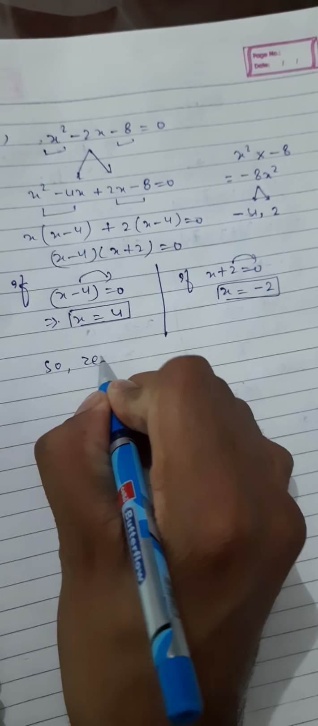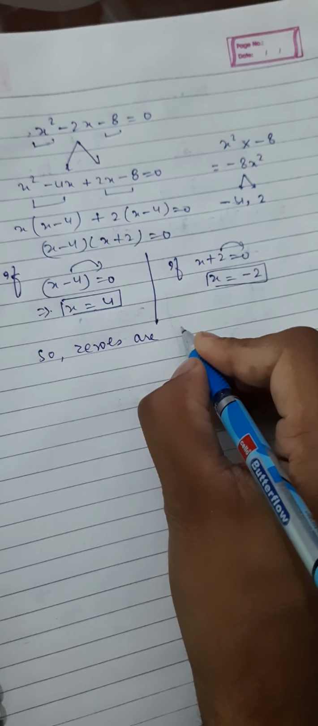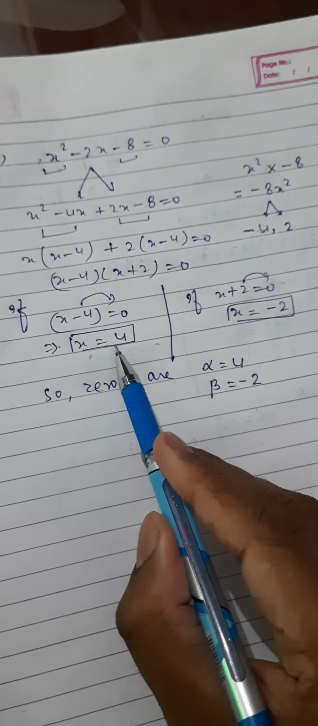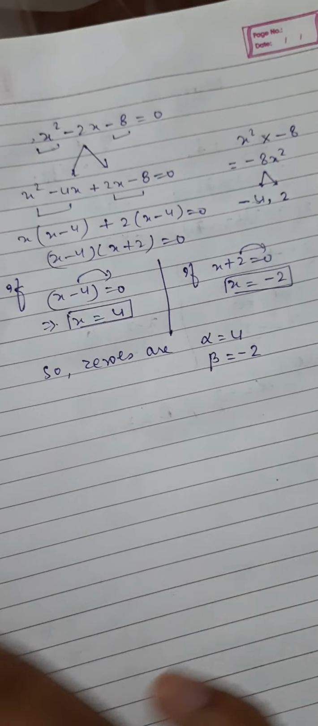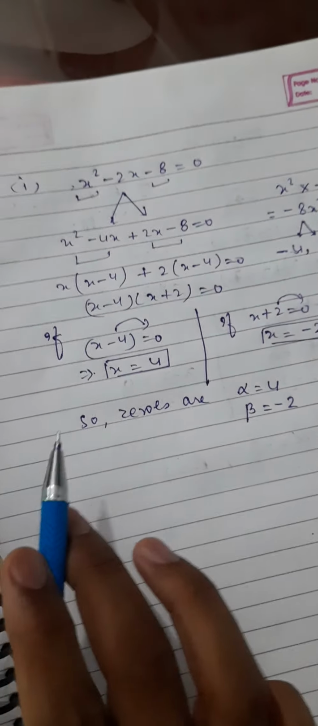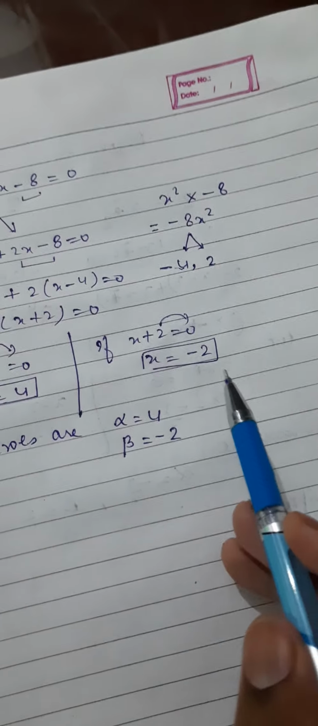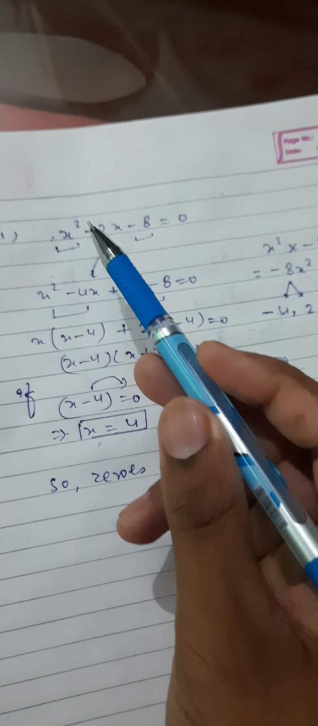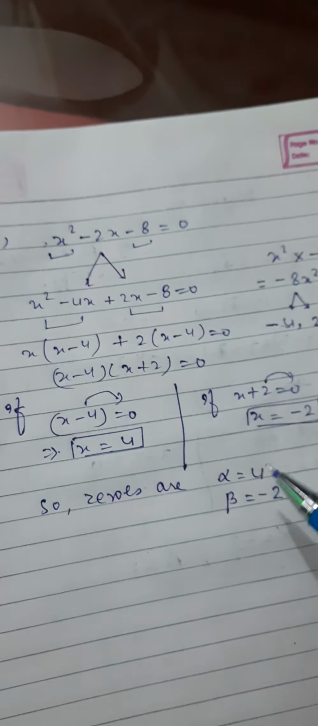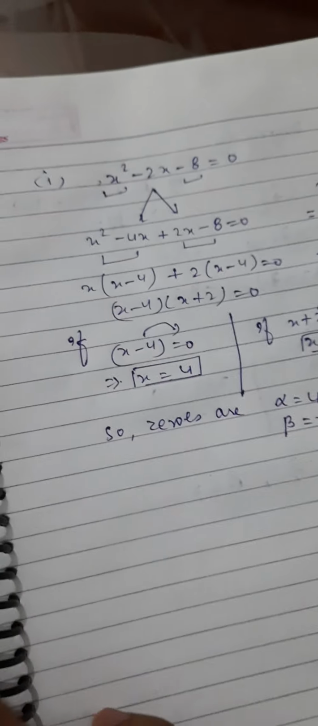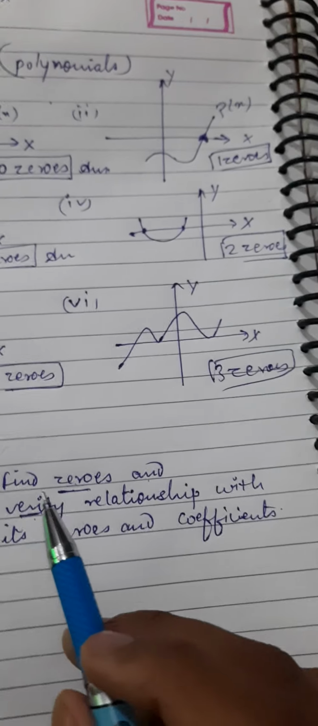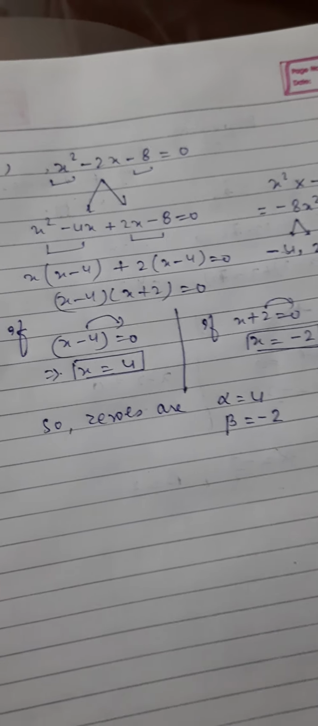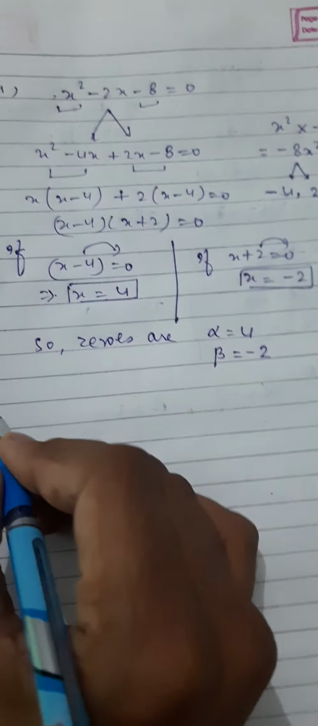So zeros are alpha equals to 4 and beta equals to minus 2. Means whatever will come the values of x, these are alpha beta, these are the symbols of zeros. Okay, we assumed alpha 4 beta minus 2. Opposite also you can assume alpha minus 2 and beta 4, anyone. So it was the quadratic equation, power 2. So how many solutions we will get? 2 number of solution, 2 zeros are coming, alpha and beta. So half we have done. What he was asking, find zeros. So these are the zeros. This is answer.